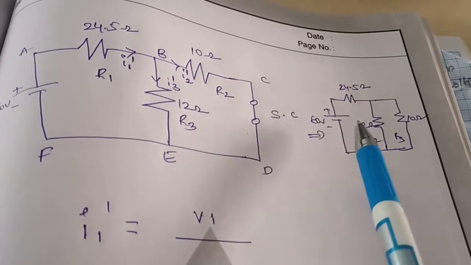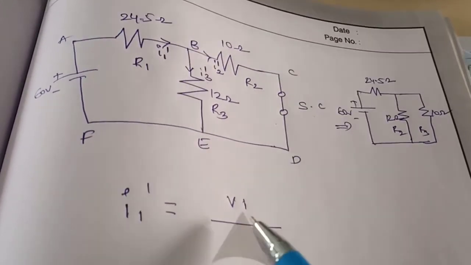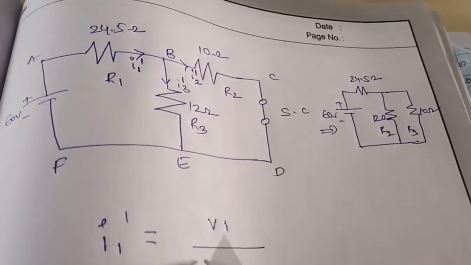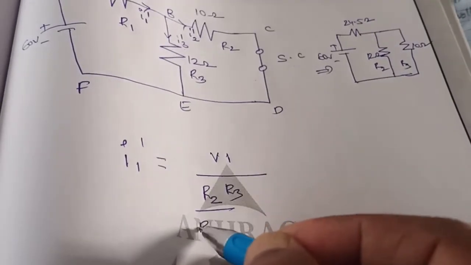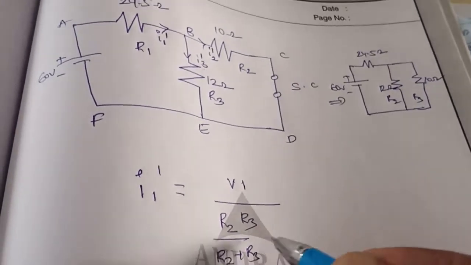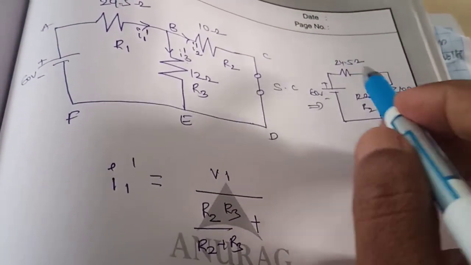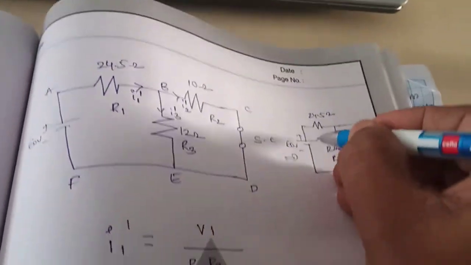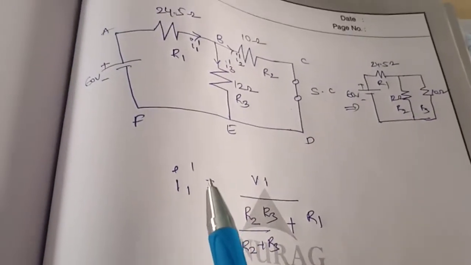So what happens, I equals I1 dash equals voltage, which I am taking as V1, divided by R2 and R3 connected in parallel. What is the formula for two resistances connected in parallel? R2 R3 divided by R2 plus R3. For these two, this 24.5 ohms is in series. So this is R1, so plus R1. Now carefully listen to this formula.